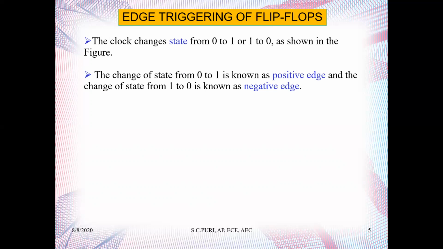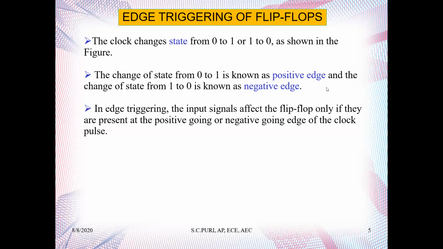The change of state from 0 to 1 is known as the positive edge, and the change of state from 1 to 0 is a negative edge. That is written over here. In edge triggering, the input signal affects the flip-flop only if it is present at the positive going or negative going edge of the clock pulse.